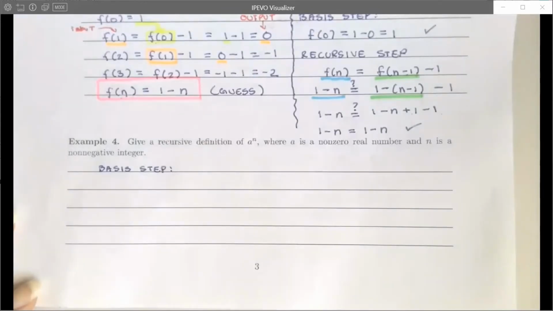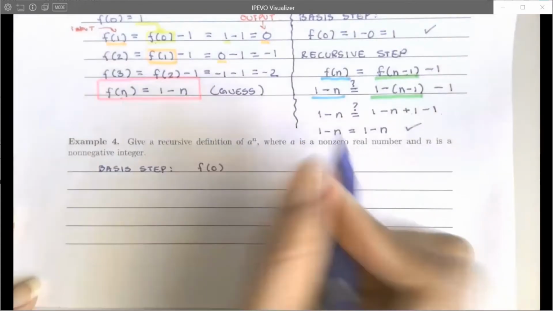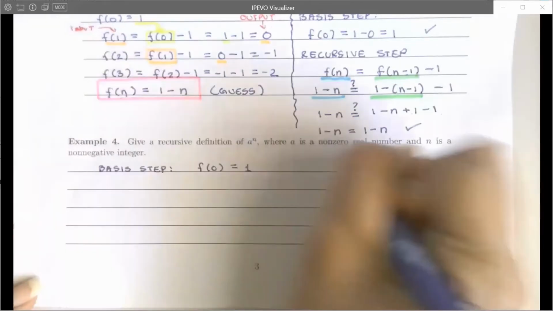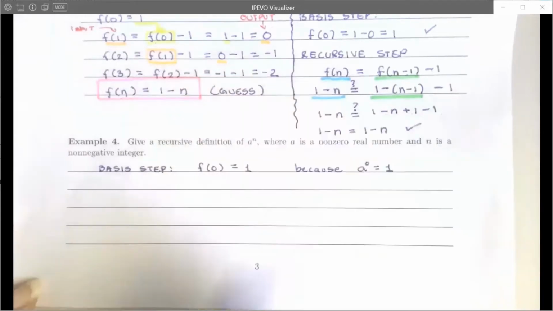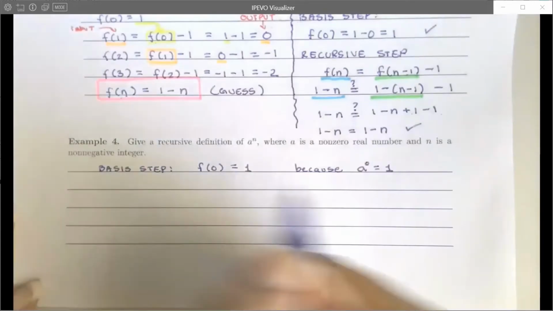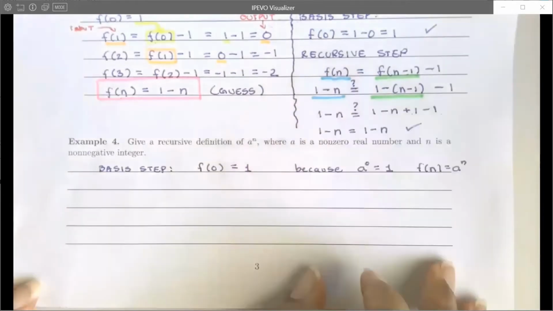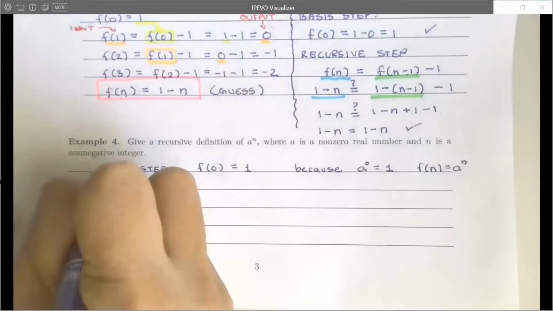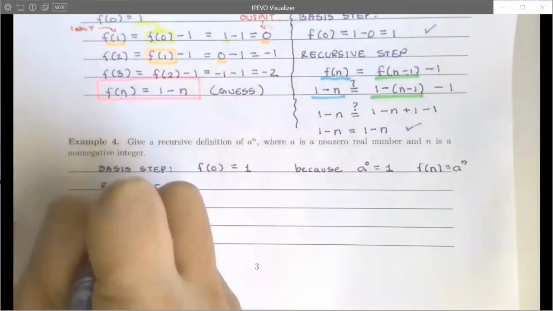Okay. So we need to define what happens at 0. At 0, if you have a to the 0, that is simply 1. Okay. And by the way, I'm treating f of n as a to the n. That's the function, but we're trying to come up with a recursive definition for it. Okay. What about the recursive step?